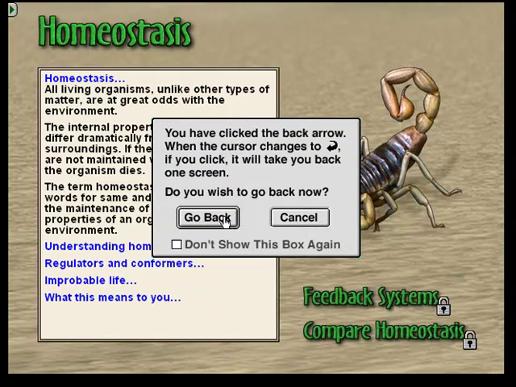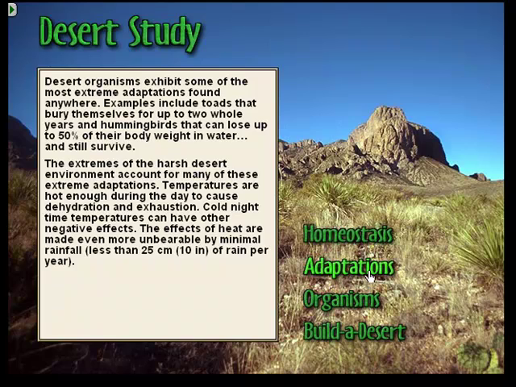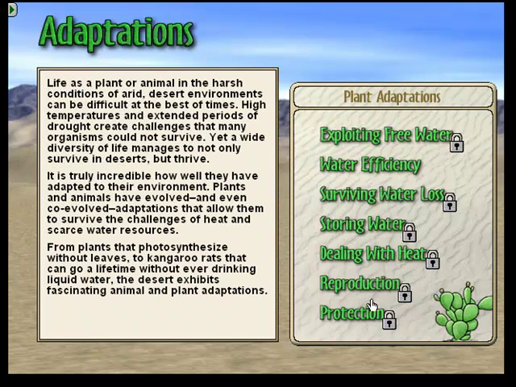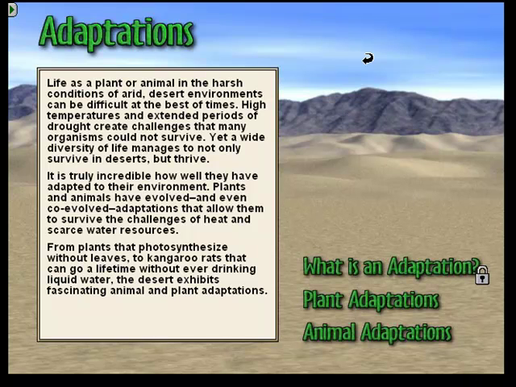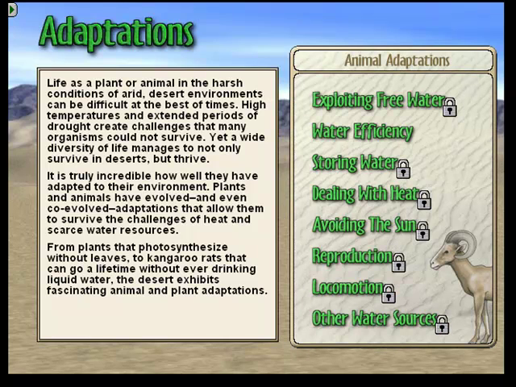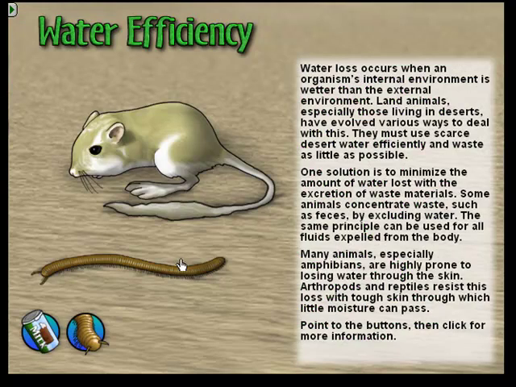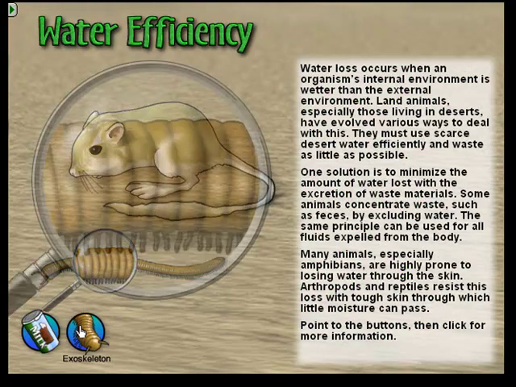By clicking on the back arrow, you can then explore adaptations of plants and animals, each of which gives insightful information on various topics. In each topic, you are able to zoom in on the pictures provided to obtain a better visual understanding.